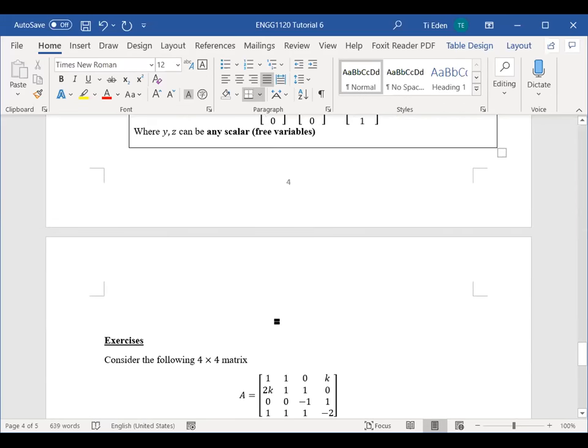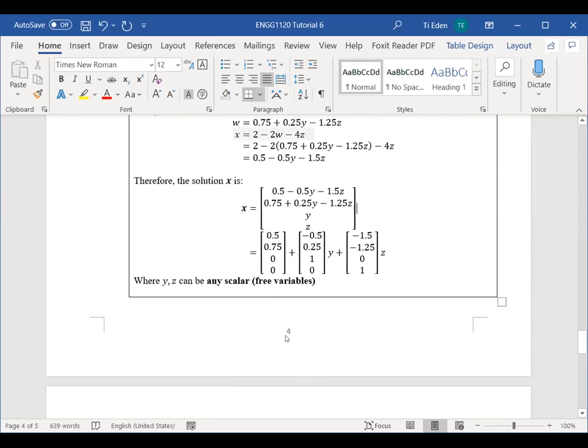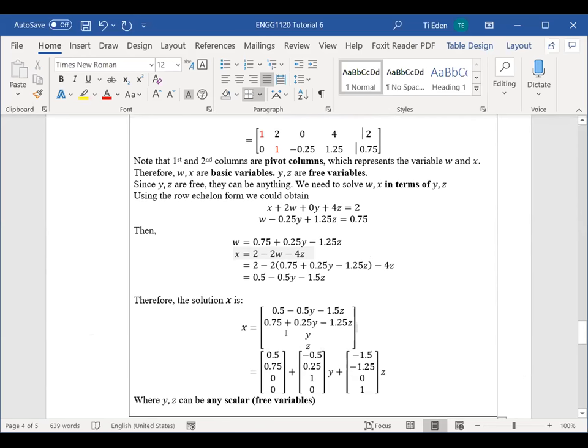So this is the whole procedure of finding whether a system has a solution. No solution appears when you observe a row of all zeros in the coefficient part with a non-zero entry on the right.